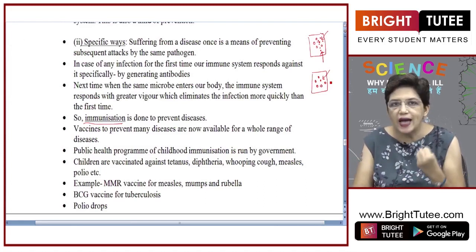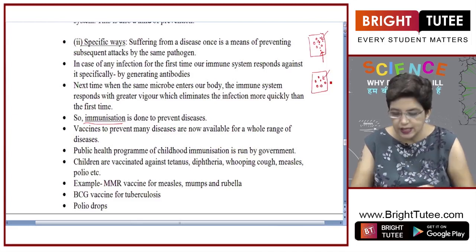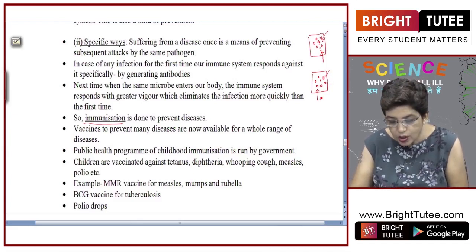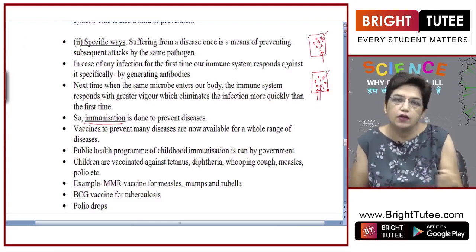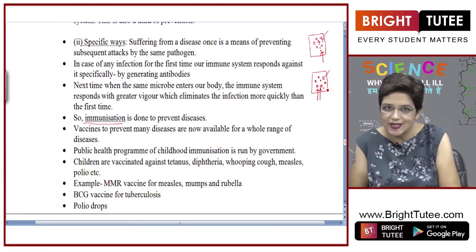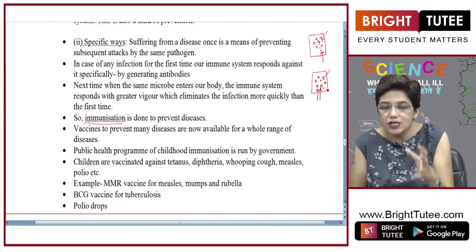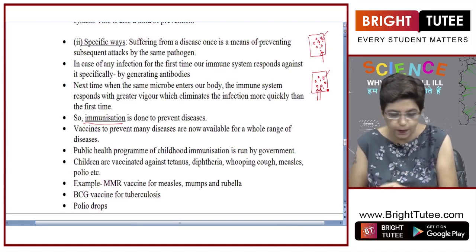So the body has these antibodies to fight off the disease. Once there is an actual infection in future, the antibodies are already there to fight off this disease. Got it? I hope you understood. This is the basis of immunization.